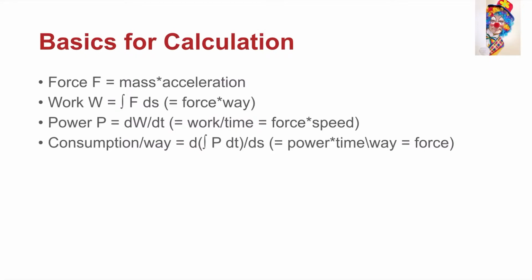Consumption per way. So this is the power integrated over the time and then per way. And if we have then here also constant relations, we can write that the consumption per way is power times time divided by the way. And if you substitute the thing from the previous line, then you have the force. And this is a very convenient thing here, that for a constant speed, you can write that consumption per way is equal to force.